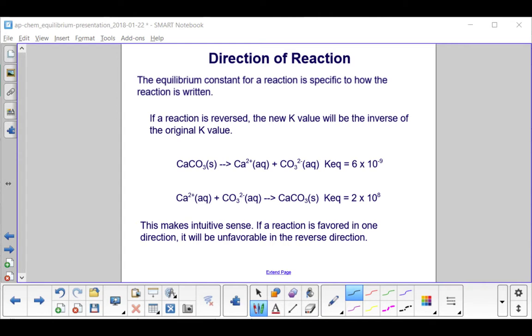If I reverse it so that I have the aqueous ions first, 1 over 6 times 10 to the power of minus 9 is equal to 2 times 10 to the power of 8, which is much, much larger than 1, showing that the right side of the reaction, or again, the calcium carbonate, is favored. This does make intuitive sense. If a reaction is favored in one direction, it won't be favored in the reverse reaction.